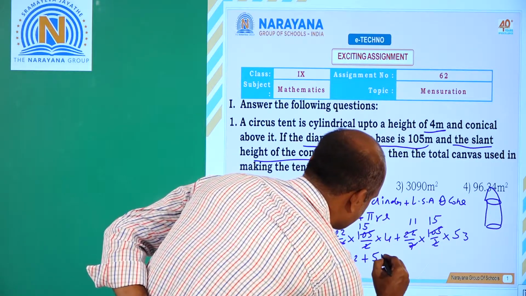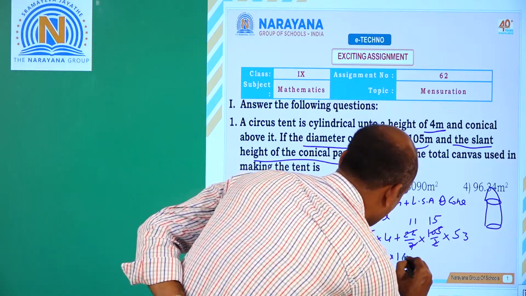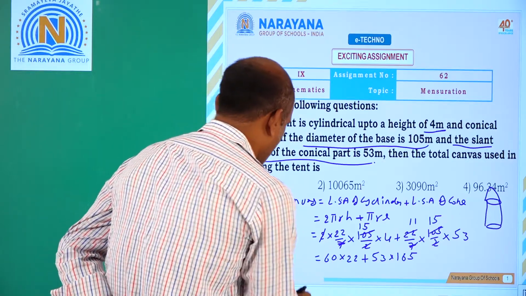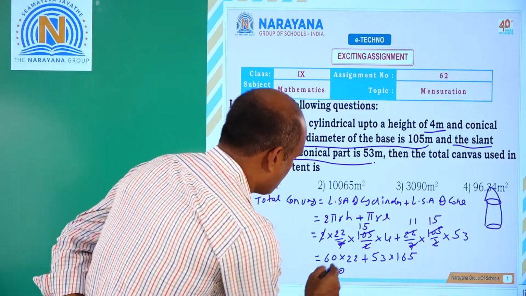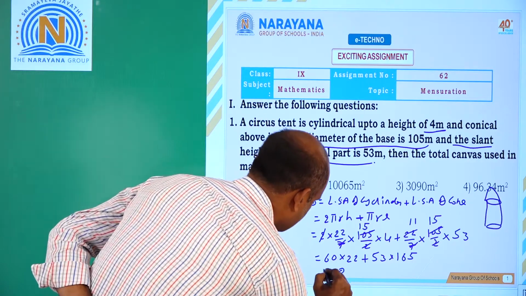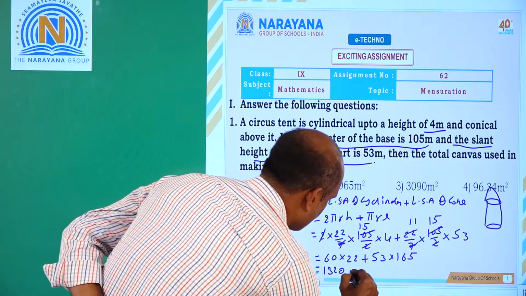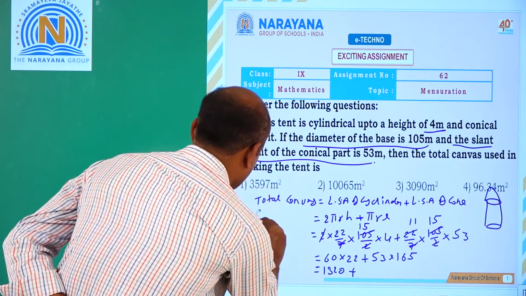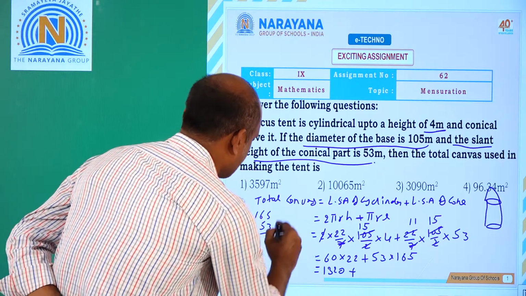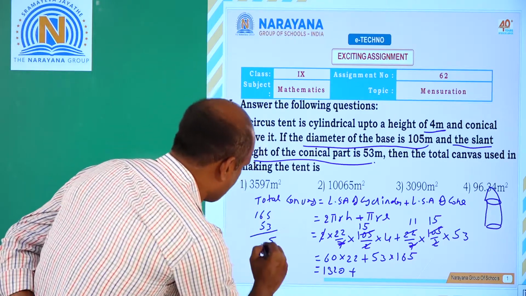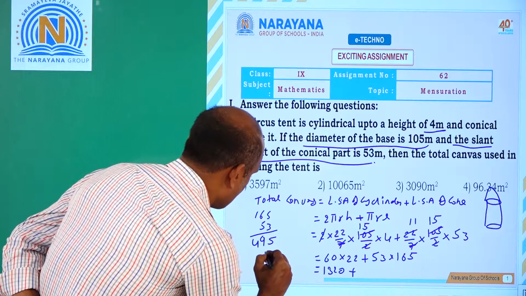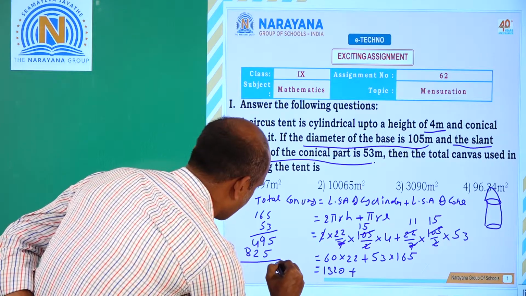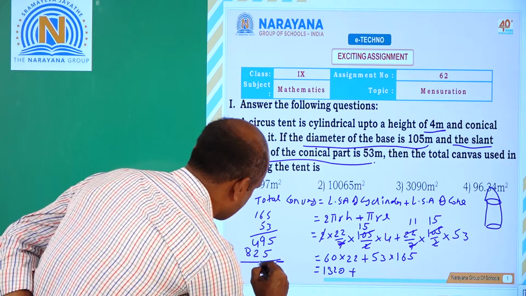That is 53 into 165. Now this 22 into 60, how much? 22 into 6 is 132, that is 1320, plus 165 into 53. 3 5s are 15, 3 6s are 18, 18 plus 1 is 19, 3 1s are 3, 4 is 494 and so on.